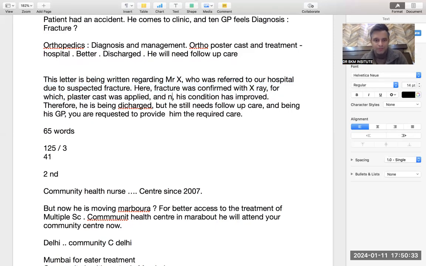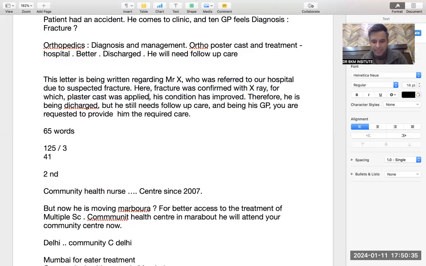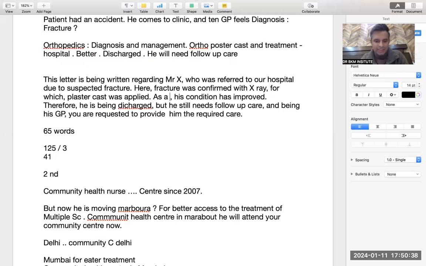And now, if I say it is a big line, I will put a full stop. This is what connectors are. Simple connector. Plaster cast was applied. As a result, his condition has improved. This is better. As a result, his condition has improved and therefore he is being discharged. Let's make it simple. I will make the connectors. Therefore, he is being discharged. Full stop. However, he still needs.